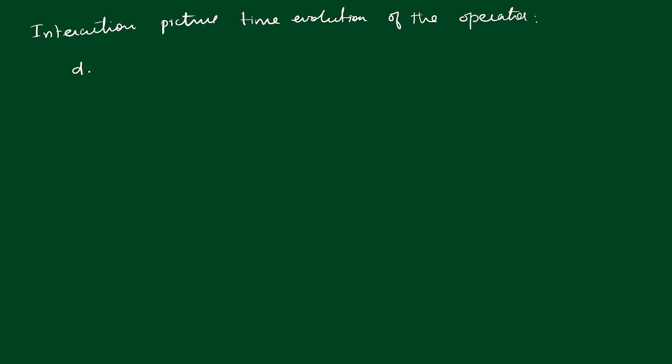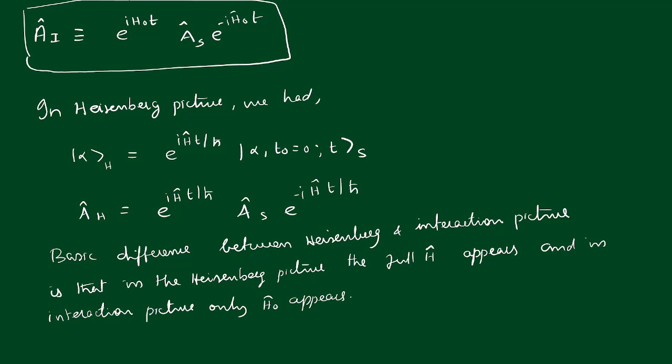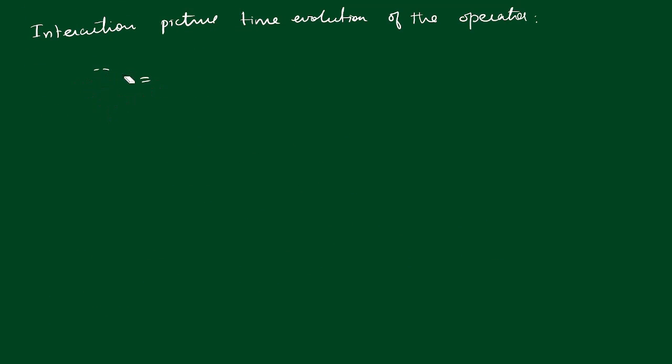Okay, so we can do dAi divided by dt. What was ai? Ai is defined as e raised to iH0t/ħ times as times e raised to minus iH0t/ħ. This is the definition for ai. So we have ai equal to e raised to iH0t as, and so on. Now we can find dAi divided by dt.